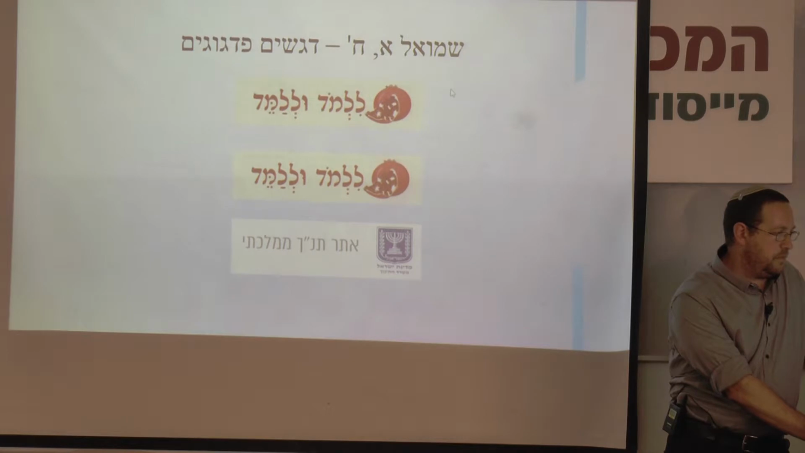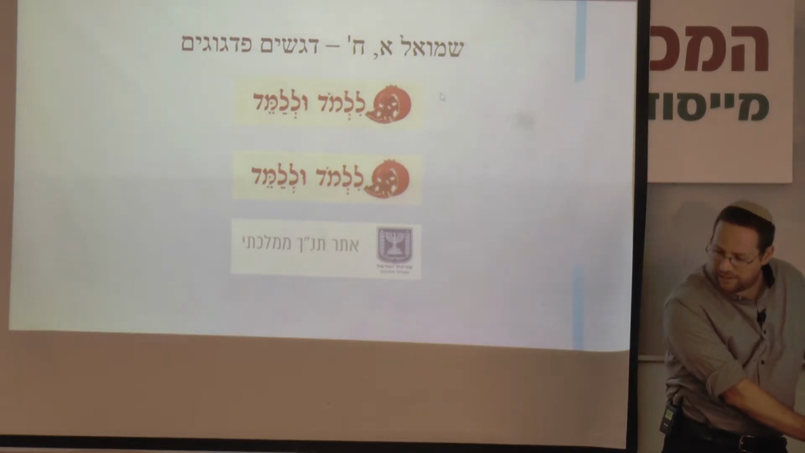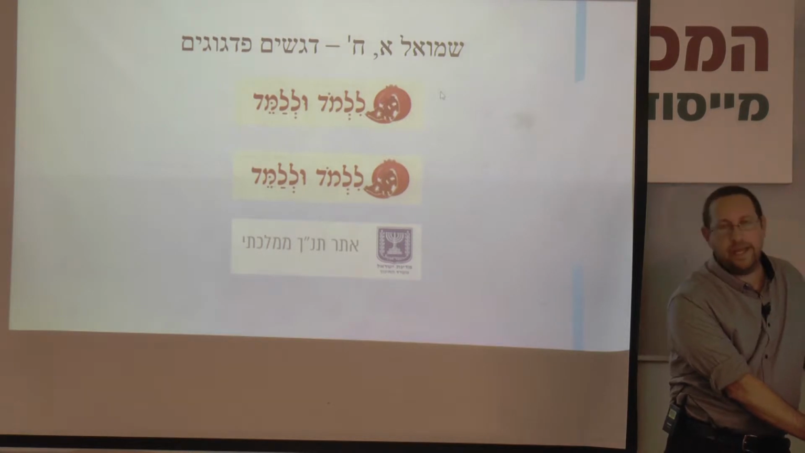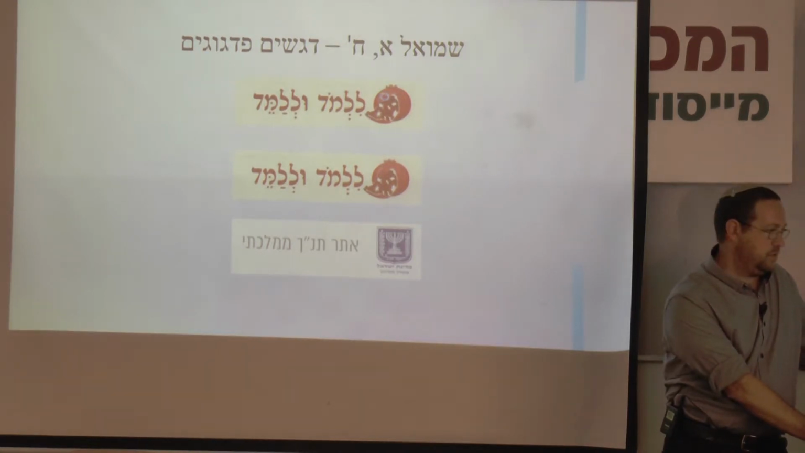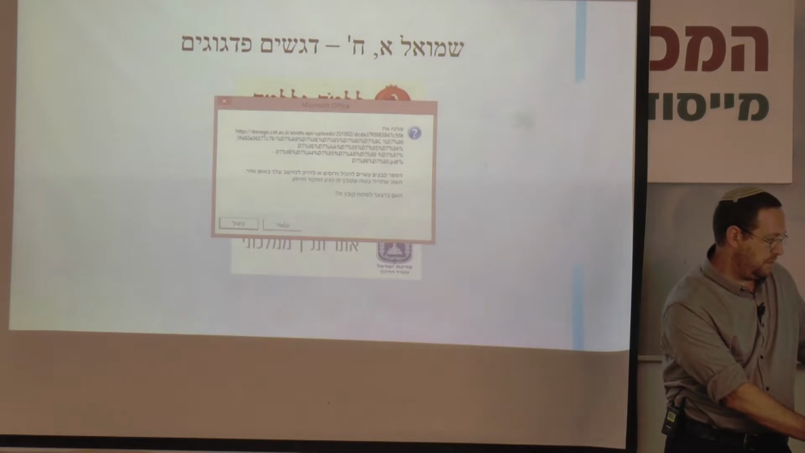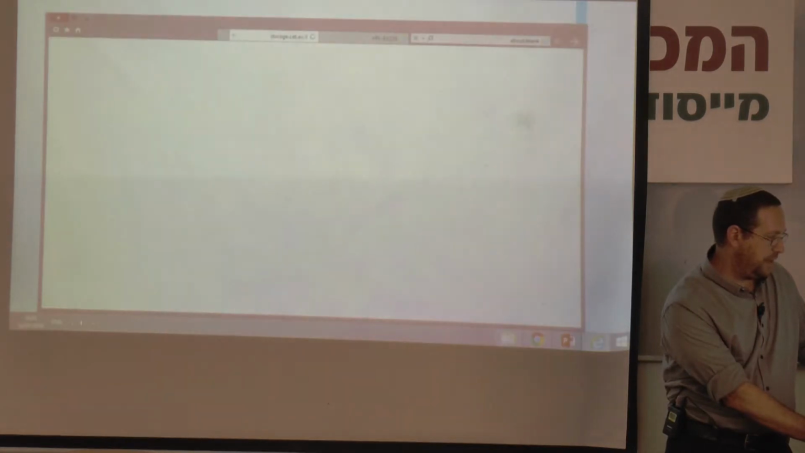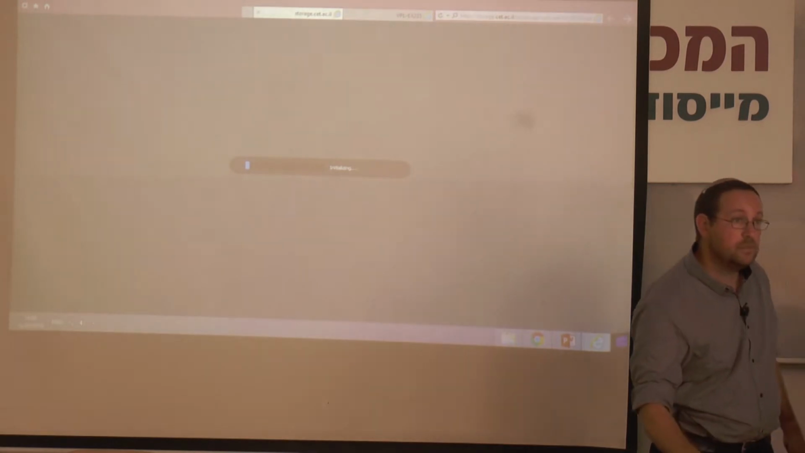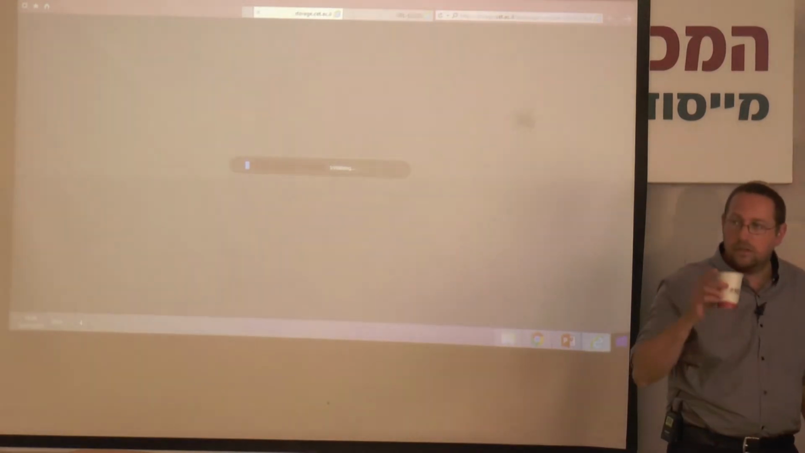Now, Shmuel Aleph Perek Het is taught in Kita Daled and Tet in the religious schools, and in Kita Zayin in the secular schools. So this is the first lesson plan for Kita Daled. It's so long and complicated.